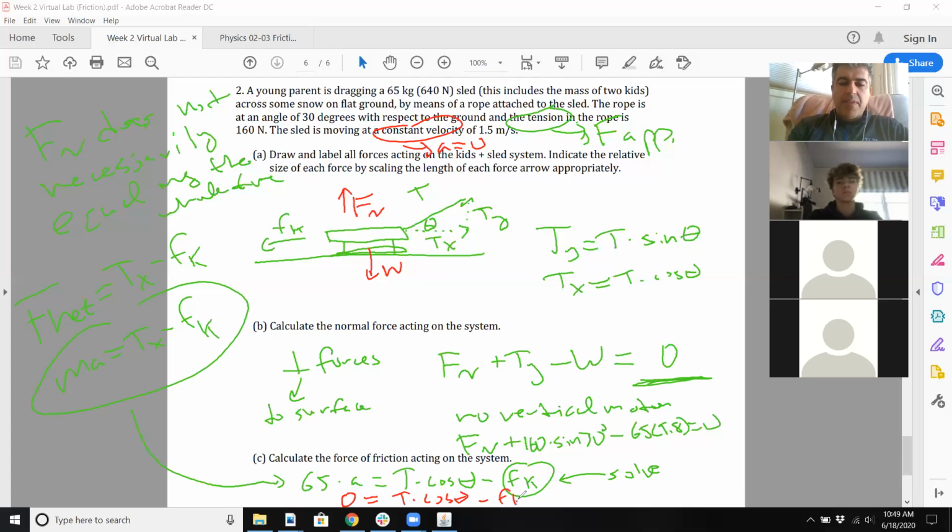You'll get Fk. Then in part D, so hold on a sec here. I'll sneak in part D. Then in part D, you're going to use this formula. Fk equals mu k times Fn. Fn you got from part B. Fk you got from part C. Now you can do mu k.